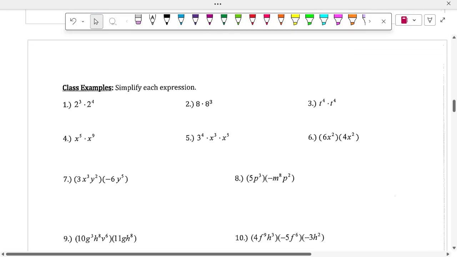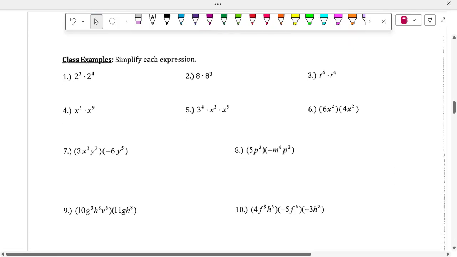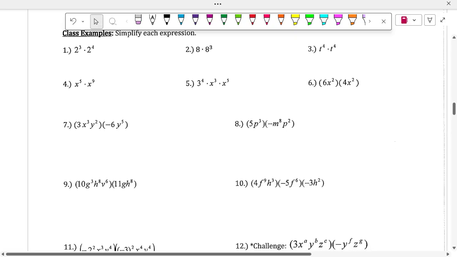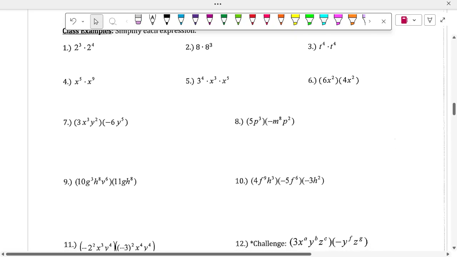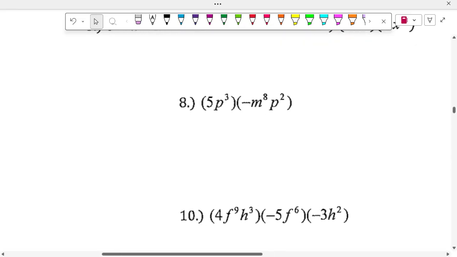All right, so let's just do a couple of examples. So let's do some difficult ones. Let's start with 8. So with 8, first off, right here, this is technically what? Negative 1. So if it helps, put the negative 1 there so you don't forget it's there.